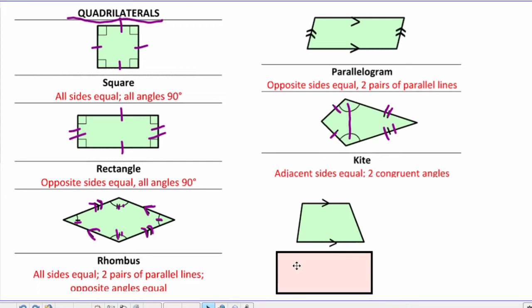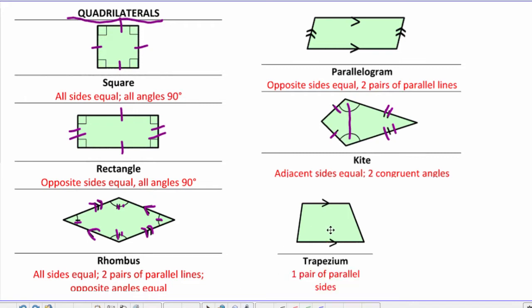Okay, the last one we have is a trapezium. And all a trapezium has is one pair of parallel lines here and here. So trapezium can look lots of different ways. You can have lots of different trapeziums. You can have it looking like this. It can also look like this. It can also look like this with a right angle in it. Okay, so trapezium can have several different looks.